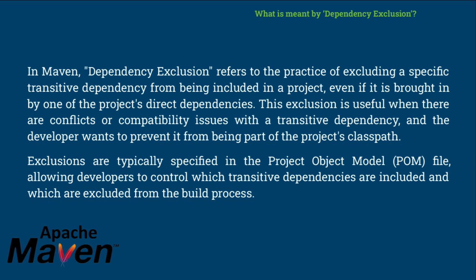This exclusion is useful when there are conflicts or compatibility issues with a transitive dependency and the developer wants to prevent it from being part of the project's class path. Exclusions are typically specified in the project object model (POM) file, allowing developers to control which transitive dependencies are included and which are excluded from the build process.